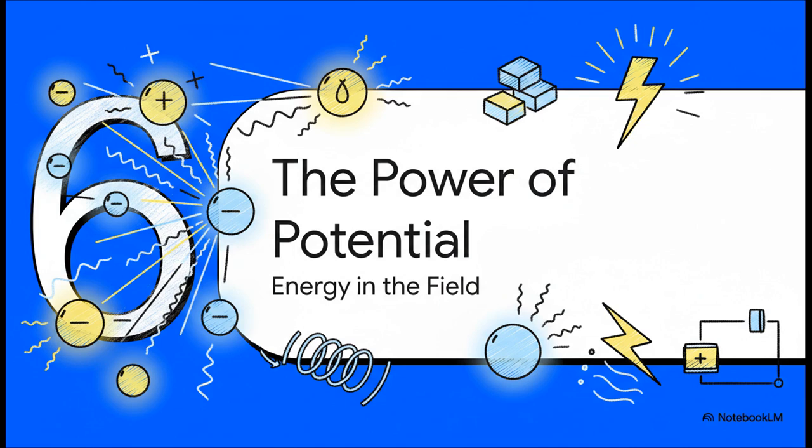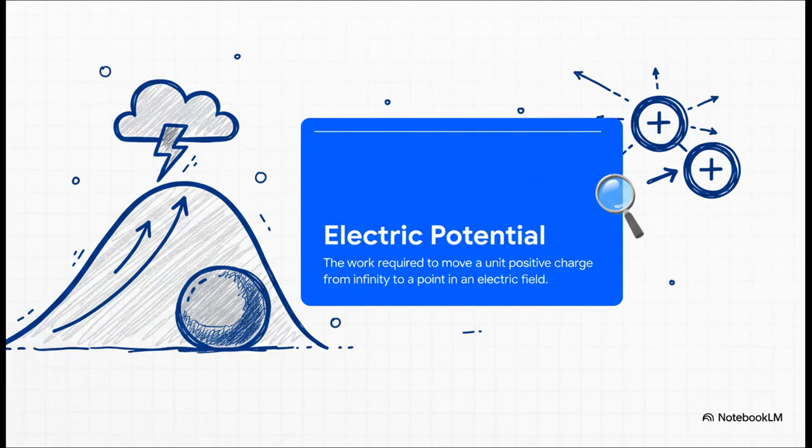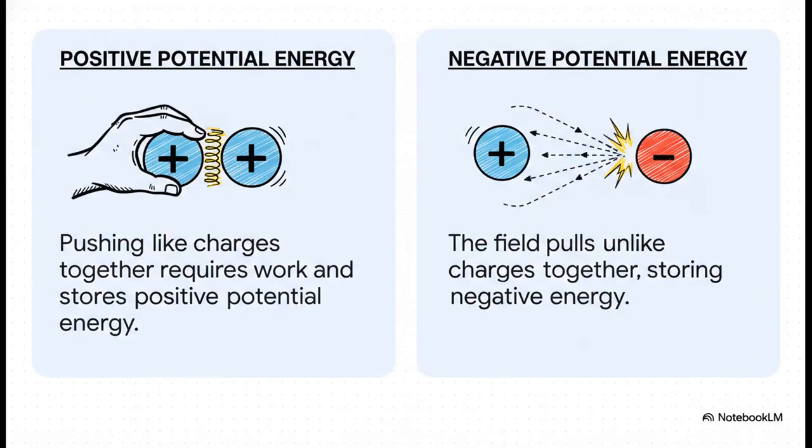Turns out, every electric field is a storehouse of potential energy. The best way to think about this is to picture a big hill. You know it takes work. It takes energy to push a boulder up that hill. And at the top, that boulder has stored potential energy. Electric potential is the exact same idea, just with charges instead of boulders. It's a measure of how much work it takes to push a charge to a certain spot in an electric field. And the sign of that energy tells a story.